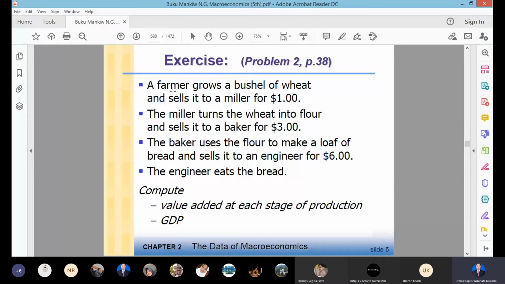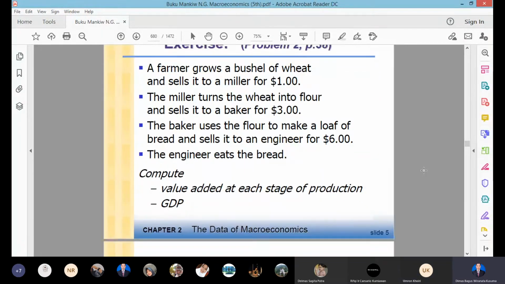From a farm grows a bushel of wheat. Of course, before the wheat is grown, the farmer doesn't have any wheat. It means that the value added here is 1. The second, the miller: before the flour is the wheat, and wheat to flour goes from 1 to 3. So the value added is 2. And the last one, from flour to bread, is 3 to 6. So please add: 0 to 1 is 1, 1 to 3 is 2, and 3 to 6 is 3. So 1 plus 2 plus 3. How much, Umran? $6.